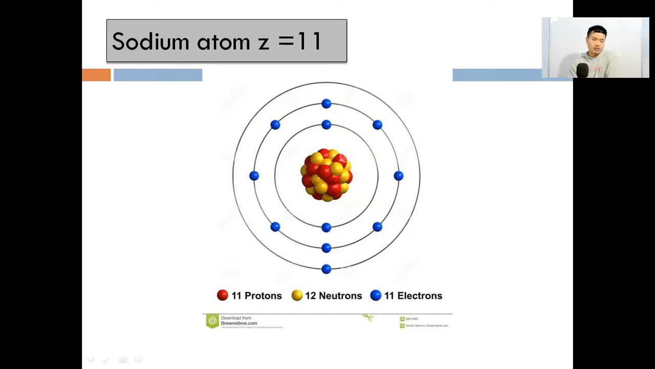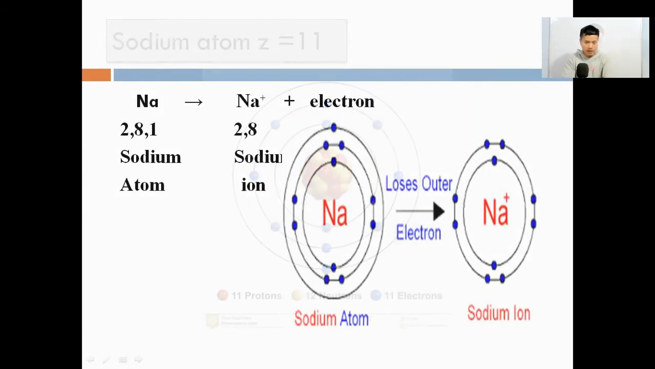We know that for an element to be stable, it needs to have 8 electrons in the outermost shell. In this case, sodium has only 1 electron. What it can do is lose 1 electron. When this sodium loses 1 electron, it becomes positively charged.